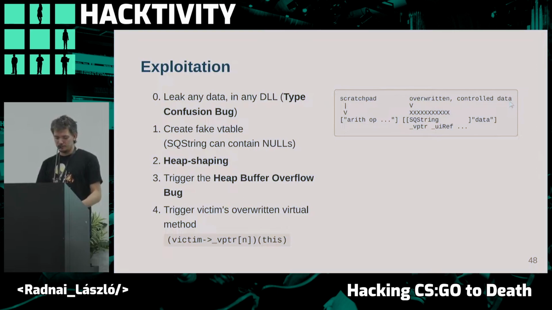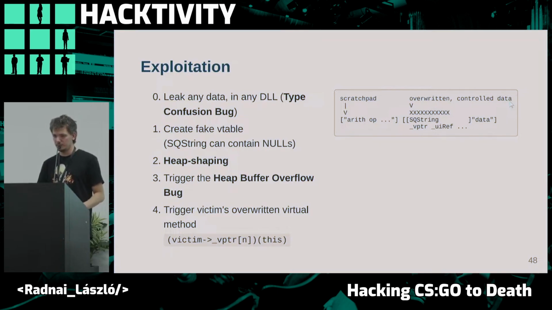And the exploit starts with heap shaping and triggering the heap buffer overflow. Then the SQ string object is corrupted, and we can trigger the victim's overwritten virtual method, for example by removing all references to this object, which calls a function called release. Then the vtable pointer is used to find the virtual method.